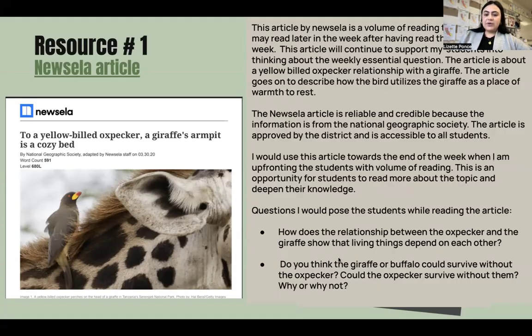Some questions that I would pose would be: how does the relationship between the oxpecker and the giraffe show that living things depend on each other? And do you think the giraffe or buffalo could survive without the oxpecker? You might think that a little bird would not offer a lot to the buffalo or the giraffe, but it's always interesting to get students thinking about those kinds of relationships.